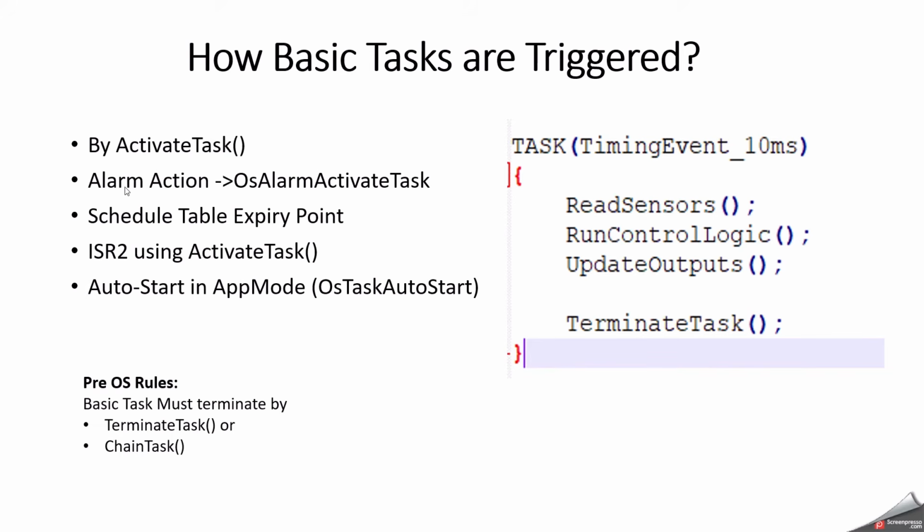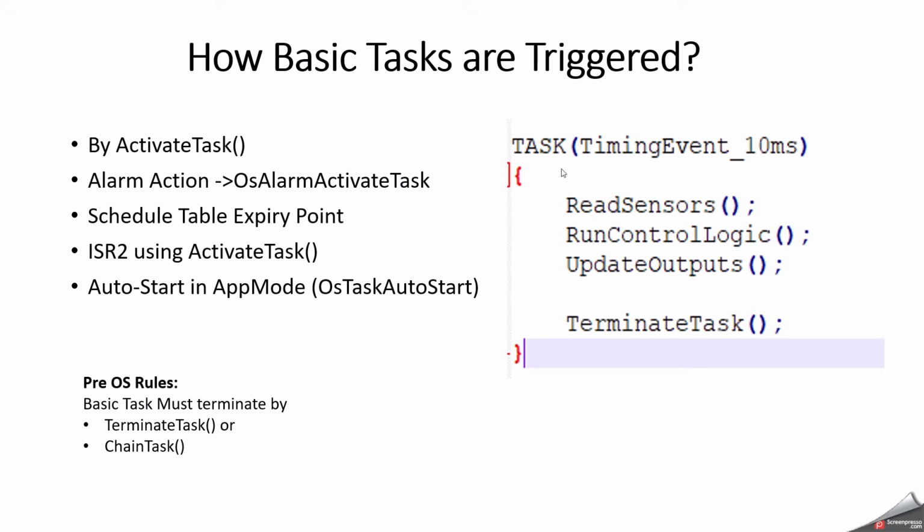And another important thing is alarm action. So by using an alarm, the basic task will be triggered. And schedule table expiry point. So by using a schedule table, we will activate the basic task. And ISR, by using an interrupt service routine, we can activate a task. And another one is auto start in application mode. For example, if you have an init task that cannot be activated by any other function call, then you can use the auto start functionality during your operating system basic task configuration.